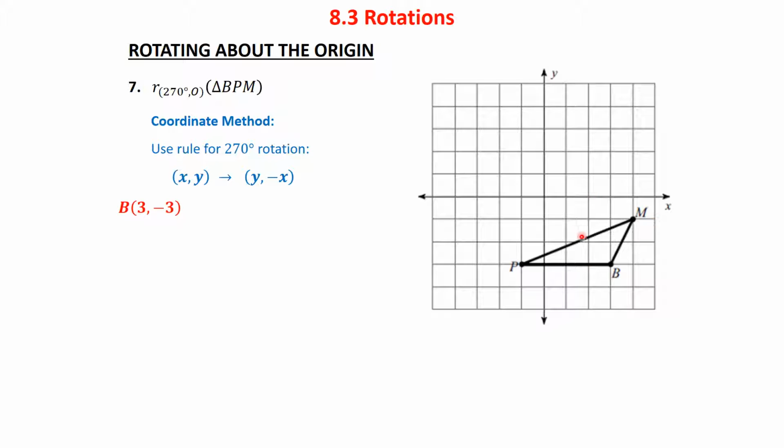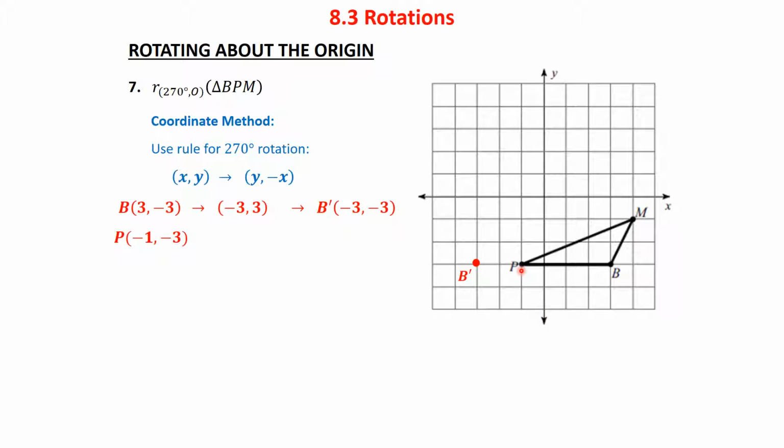Point B exists at the spot (3, -3). So here's my point B. I'm going to switch the coordinates, so now instead of (3, -3), I've got (-3, 3). Again, those coordinates switch. I'm going to multiply my back coordinate by -1, and so my final image of the point B will be at the spot (-3, -3). And so that takes me 270 degrees around the origin.